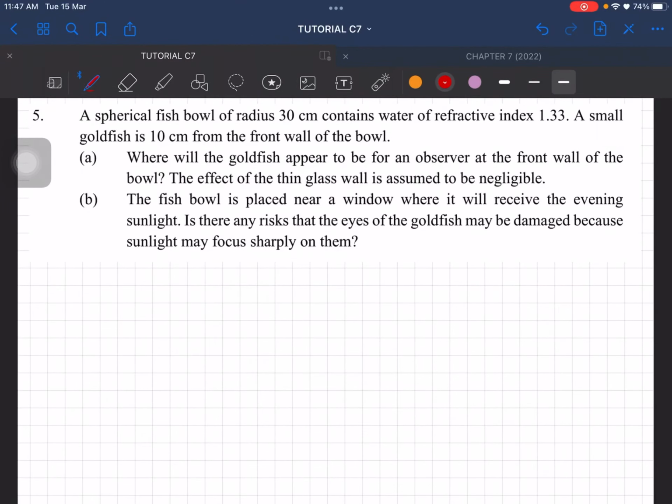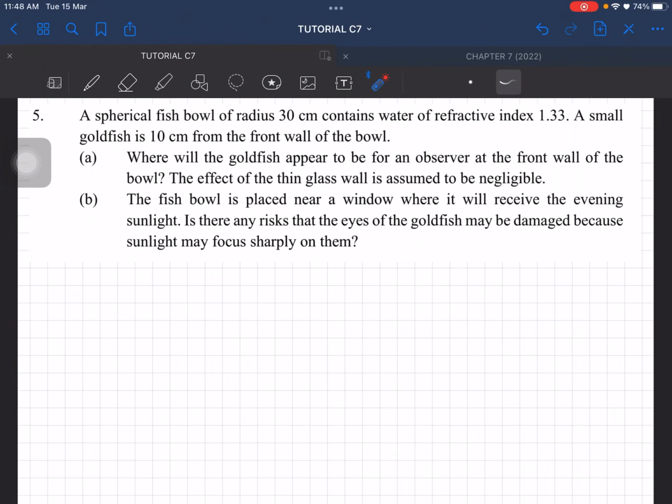Okay, question 5. A spherical fish bowl of radius 30 centimeter contains water of refractive index 1.33. A small goldfish is 10 centimeter from the front wall of the bowl. Where will the goldfish appear to be for an observer at the front wall of the bowl? The effect of thin glass wall is negligible.